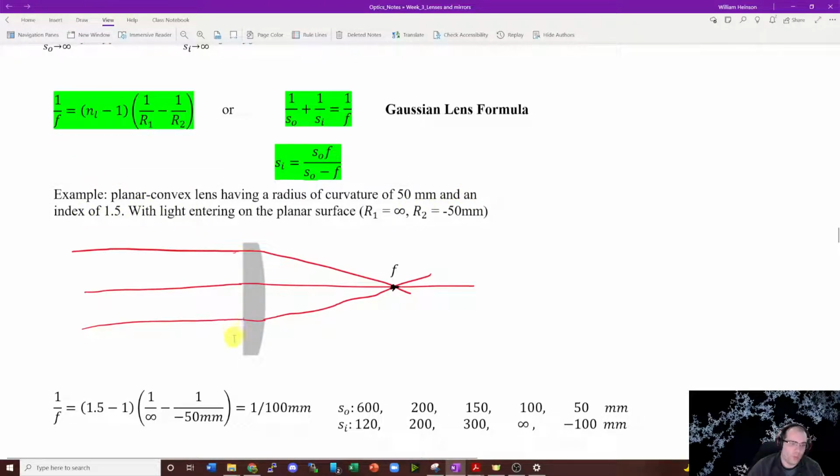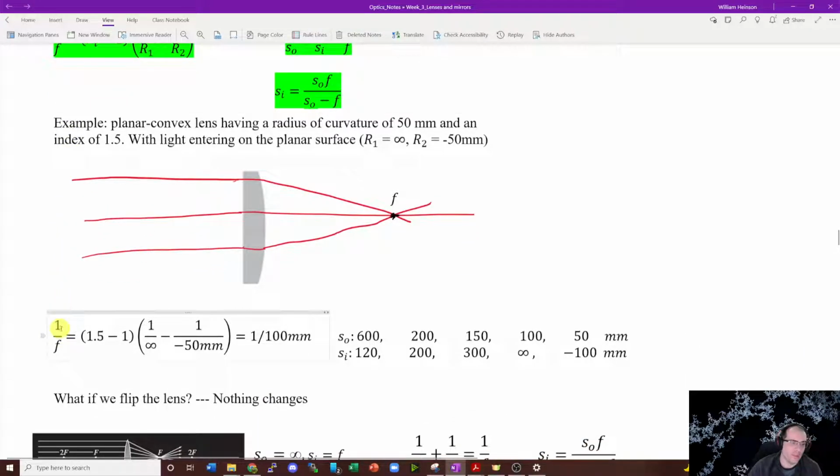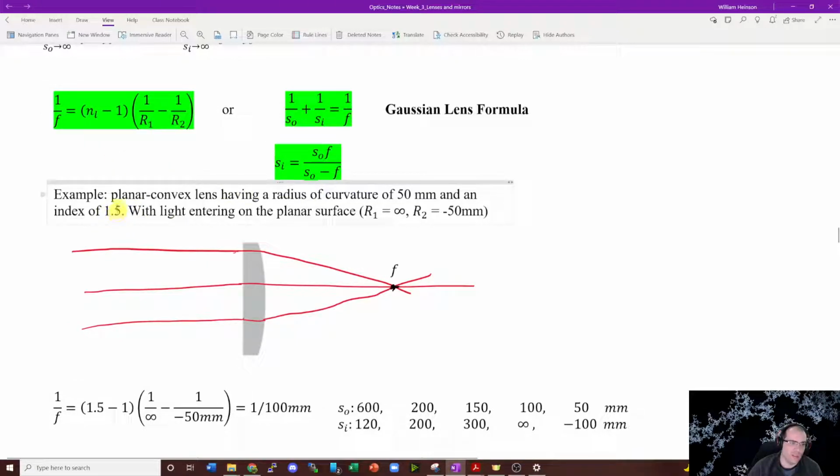Well, since we have R1 and R2, right? R1, it's a plane, right? Plane has a radius of infinity. And then R2, well, this is centered over here on the left, which means it's negative 50. So we go here and look at our equation and find our focal length: 1 over F equals 1.5 minus 1, right? Index 1.5 minus 1, times 1 over infinity, because it's planar, and then minus 1 over minus 50, so this becomes a plus. This is 0, 1 over 100 millimeters, or F equals 100 millimeters.